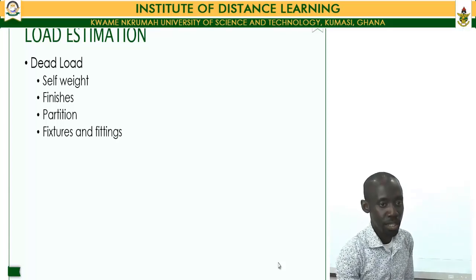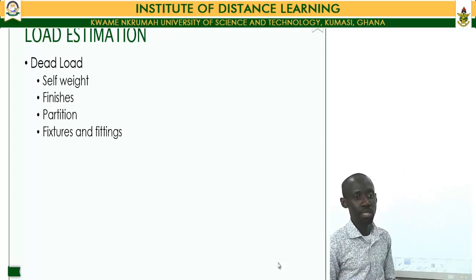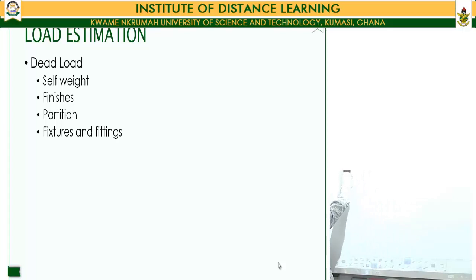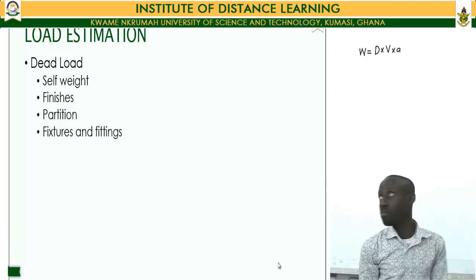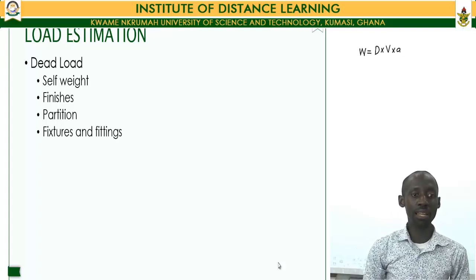Now, in estimating for the load of these elements, we usually calculate for the weight of the elements. And from basic physics, we know that the weight of an element is given by the density of the element multiplied by the volume of the element multiplied by the acceleration due to gravity. Once you're able to multiply the density by the volume by the acceleration due to gravity, then you're able to get the weight of the element.